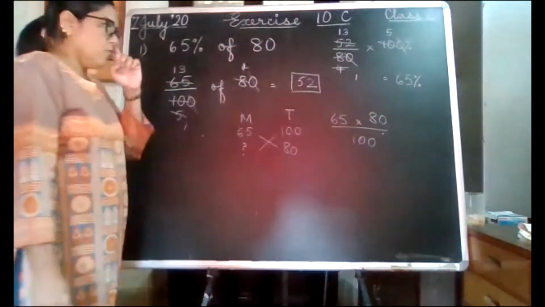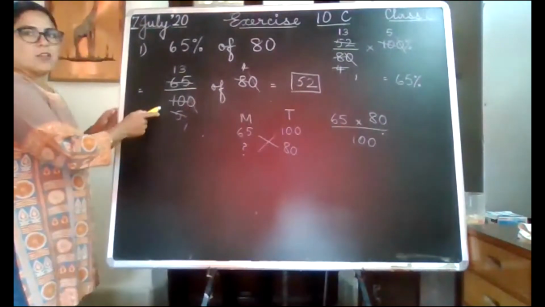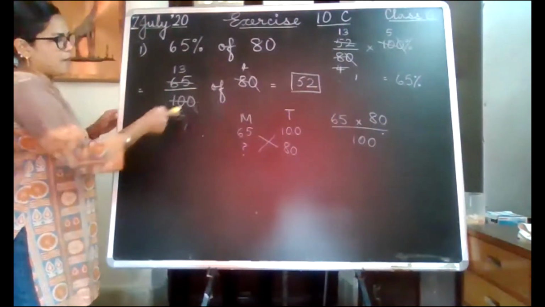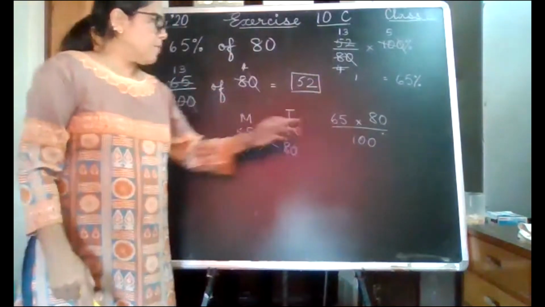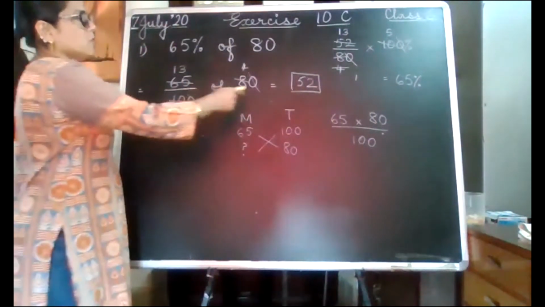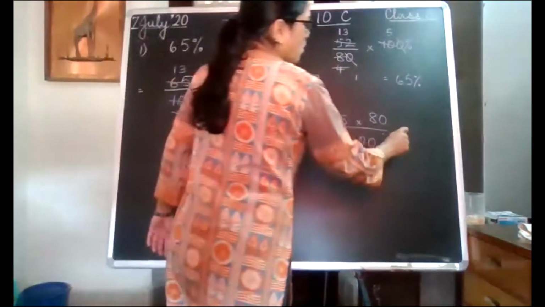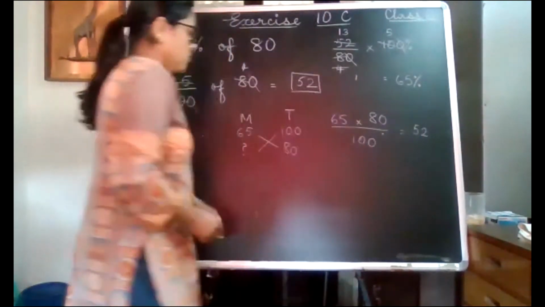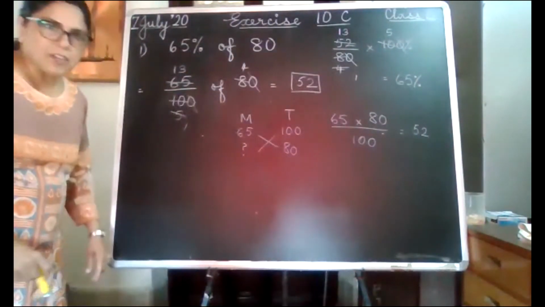Okay. Now if you look, you have got a similar thing over here. 65 multiplied by 80 upon 100. I got the same equation. Okay, so when you reduce it, you will get 52. So here also you will get 52. So by cross multiplication, you can get your answer.